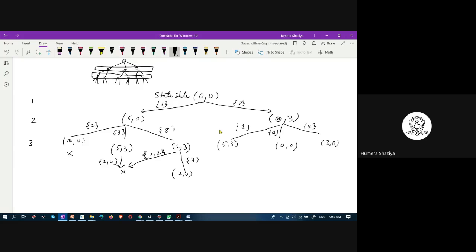Can you do this right side expansion? Will you tell me how we can move ahead? Yeah, students?